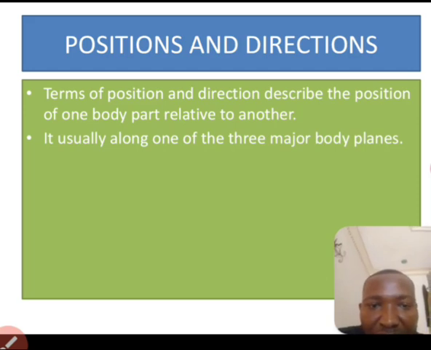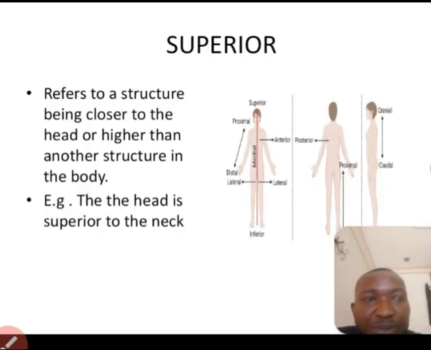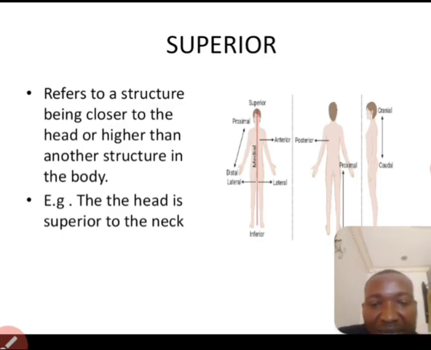The terms of position and direction describe the position of one body part relative to another. We have the superior. Superior refers to structures being closer to the head or higher than another structure in the body. Like the head is superior to the neck, the head lies superior to the neck.